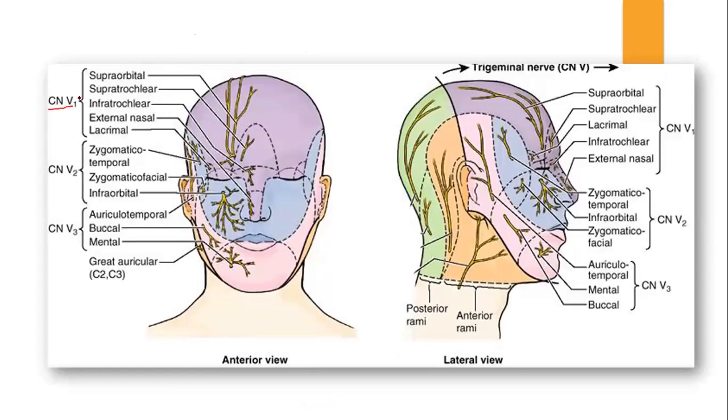From the first division, we have the supraorbital nerve, the supratrochlear nerve, the infratrochlear nerve, the external nasal as well as the lacrimal nerve. From the V2, we have the zygomaticotemporal nerve, zygomaticofacial nerve, and infraorbital nerve. From V3, we have the auriculotemporal, buccal, and mental nerve. Now, the great auricular nerve is something which is given here, which directly comes from the cervical plexus. So it has nothing to do with the cranial nerve or trigeminal nerve. It's formed by the cervical plexus, which is formed by the spinal nerves.